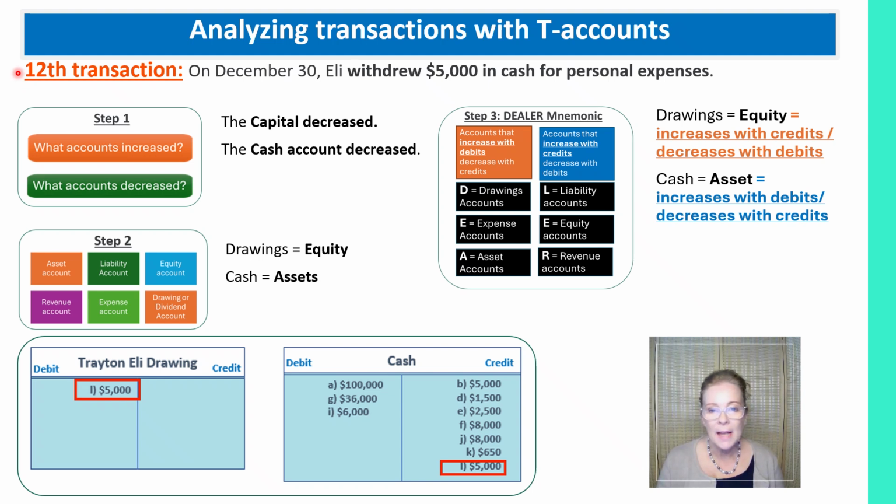In the 12th transaction, Trade and Eli withdrew $5,000 in cash for personal expenses. Withdrawals are funds taken from the business by the owner for personal use. These payments are not associated with the business, but rather a return of the investment that Trade and Eli made into the business. When we previously analyzed this transaction using the accounting equation, we said that these types of payments are a return of capital. So the owner's capital decreased and cash decreased because the business now has less cash.